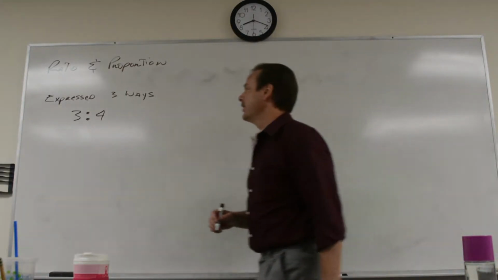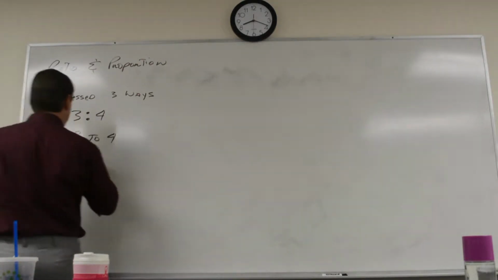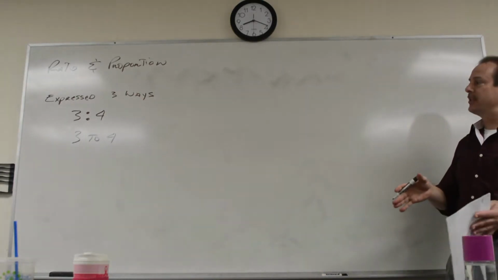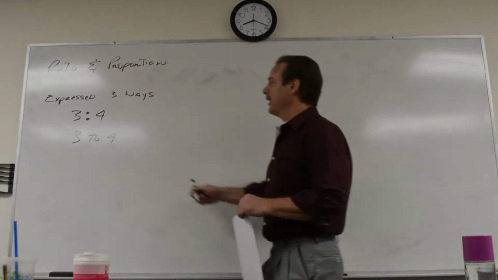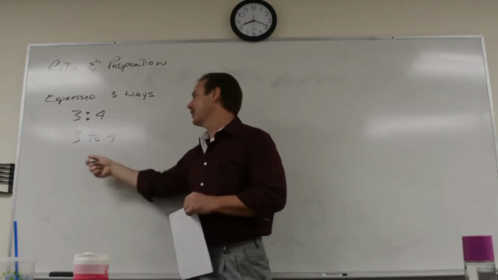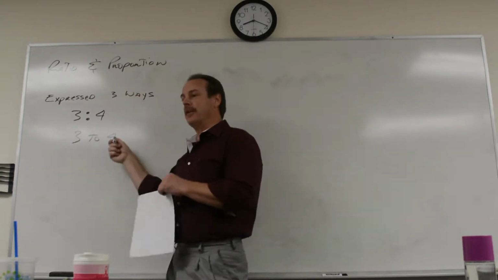Another way they could say it is 3 to 4, not the number 2, but the letters T-O. They can say the relationship of these two items is 3 to 4. So they're saying for every 3 of these, you're going to have 4 of these. Like say this could be red, this could be green. So for every 3 reds you have, you're going to have 4 greens.